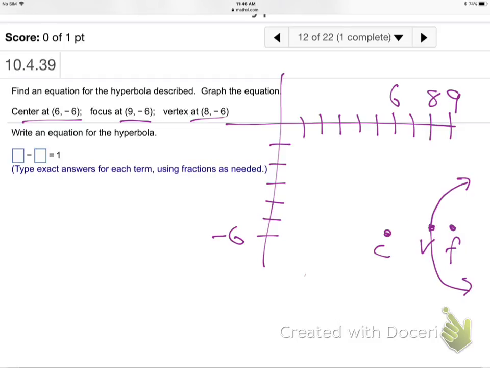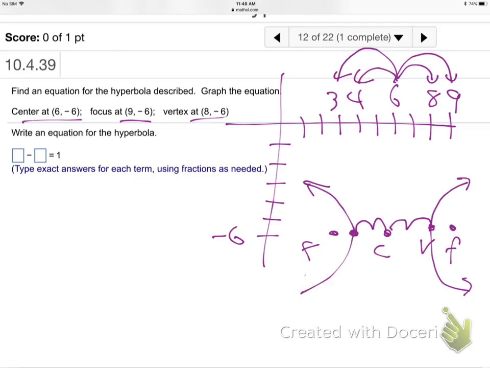Now, how far? Well, this is 1, 2. So this will also be 1, 2 back at 4, huh? From 6 to 4, 6 to 8. So right here. And then the focus must be back at 3, because it's 3 that way to the focus, 3 that way to the focus. Everybody good with that? It's got to be like that, doesn't it?